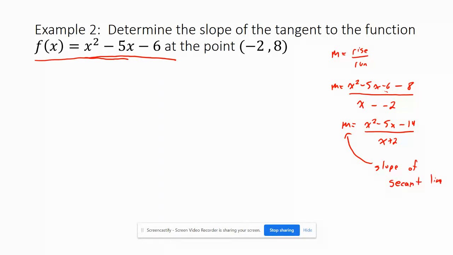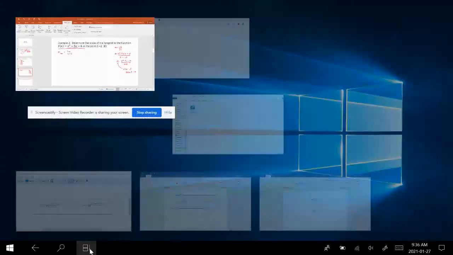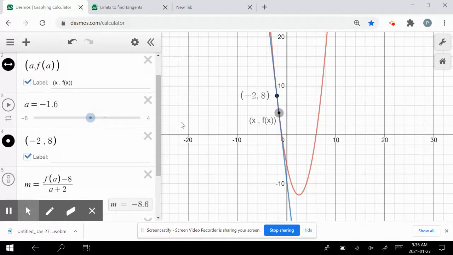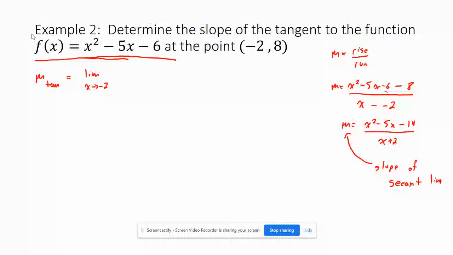The way we're going to figure out the slope of our tangent, m tangent, is that it's going to equal the limit as x approaches negative 2. Coming back to my graph, this x value is approaching this x value over here. As x gets closer to negative 2, we're going to see that our slope gets close to the value of negative 9, and we're going to verify this algebraically. So it's the limit as x approaches negative 2 of our slope calculation, which is this guy over here.